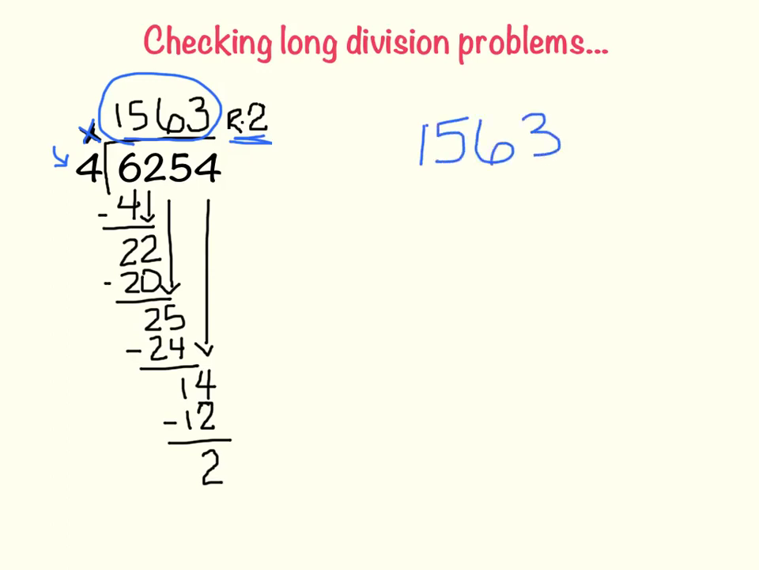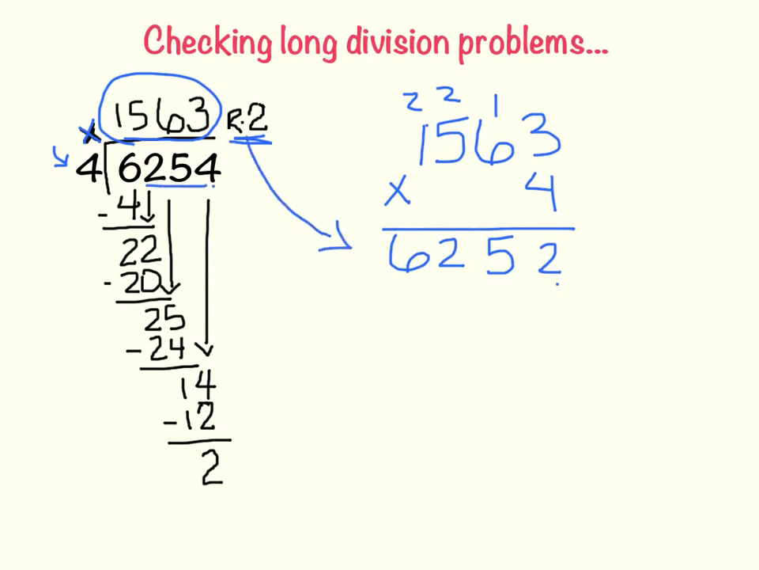1,563 times 4. 4 times 3 is 12. 4 times 6 is 24, plus 1 is 25. 4 times 5 is 20, plus 2 is 22. 4 times 1 is 4, plus 2 is 6. We have 6,252. It's pretty close to this dividend, but what are we missing?